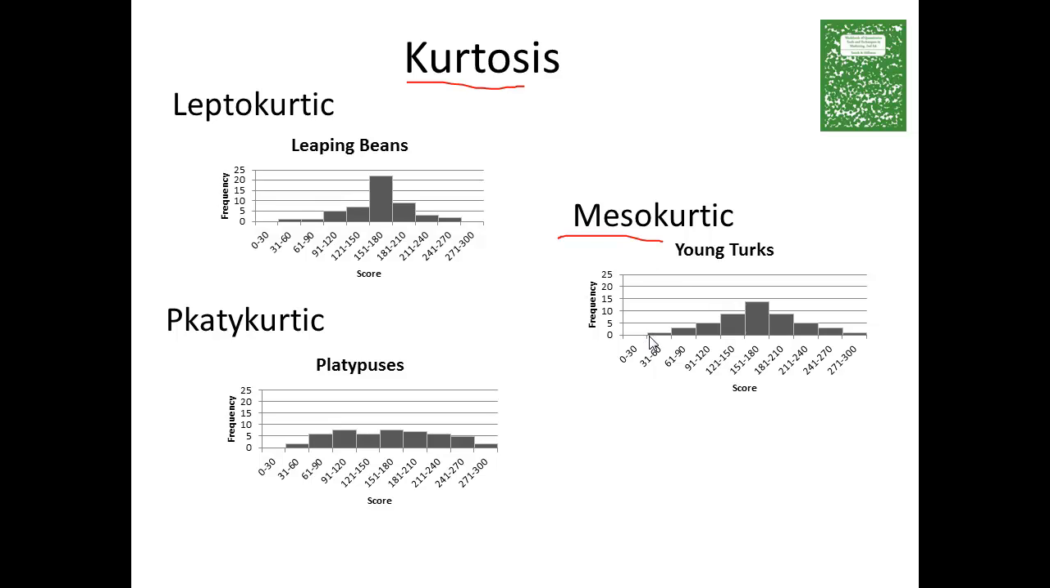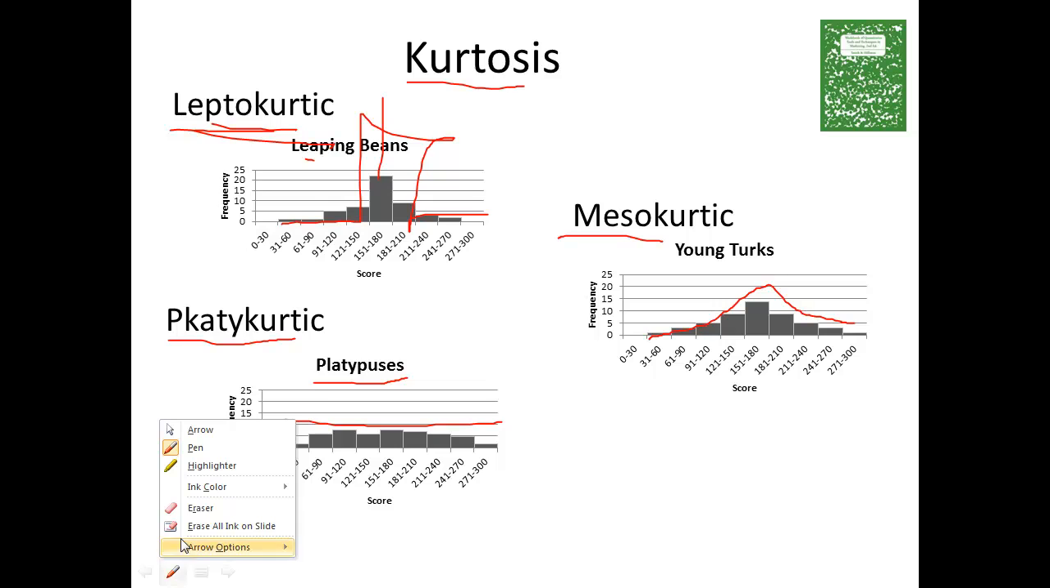Mesokurtic, it's in the middle. Think like the French, meh, or who cares? Meh, it's in the middle. Mesokurtic, nice bell shape. Leptokurtic, as your mnemonic remembers, it leaps up. So it has flat, leaps up, and then flat again. Leptokurtic, very concentrated. Platykurtic is flat like the bill of a platypus, and it's just a flat distribution of data. So these are three ways in which to describe the kurtosis of the data.